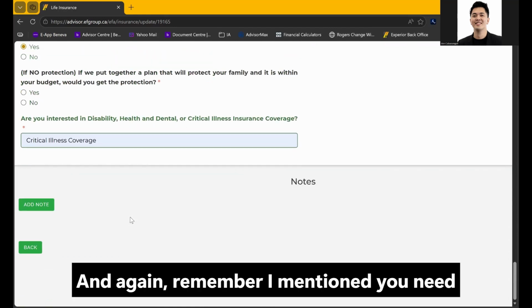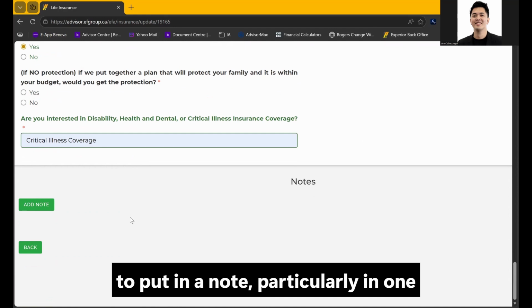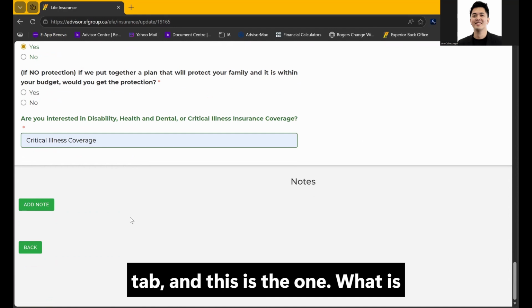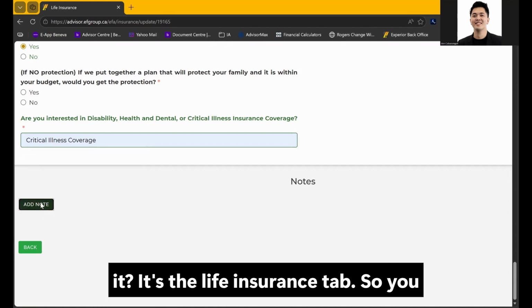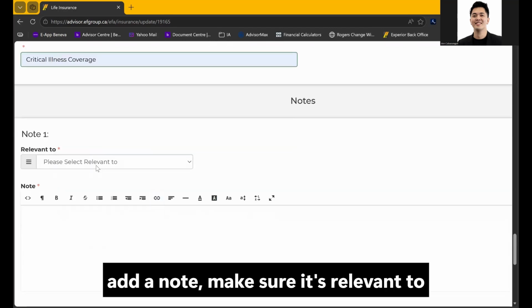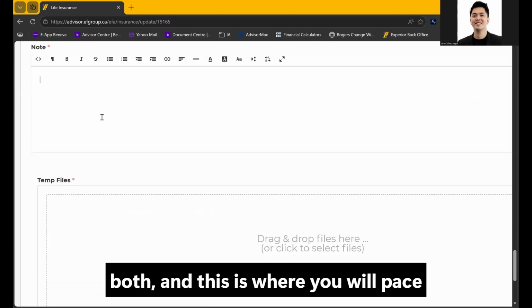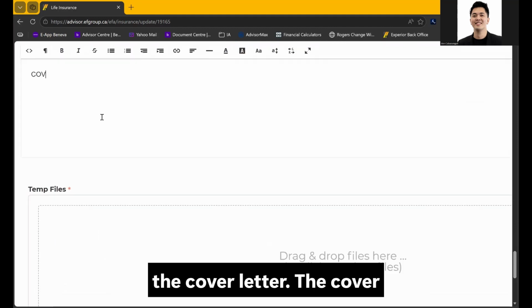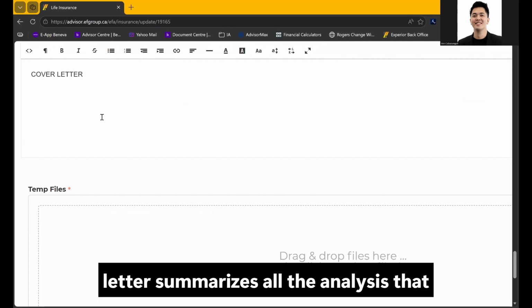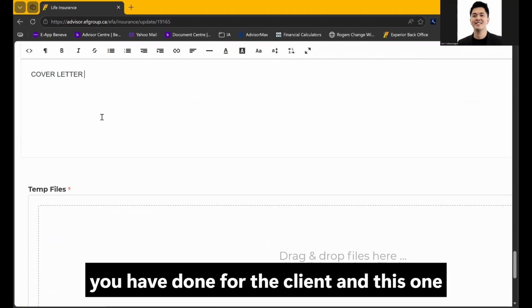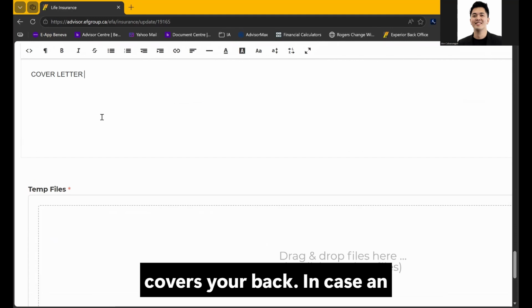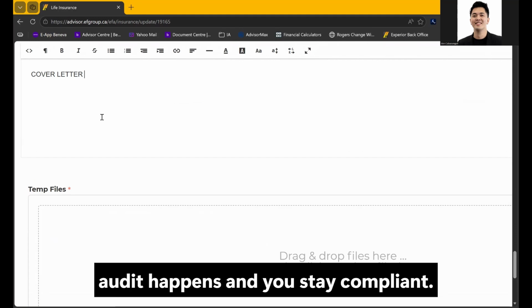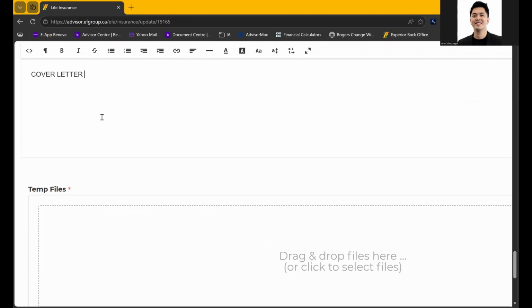And again, remember, I mentioned you need to put in a note particularly in one tab, and this is the one. What is it? It's the life insurance tab. So you add a note, make sure it's relevant to both, and this is where you will paste the cover letter. The cover letter summarizes all the analysis that you have done for the client, and this one covers your back in case an audit happens and you stay compliant.